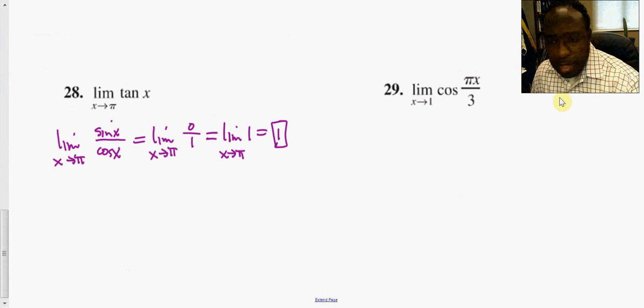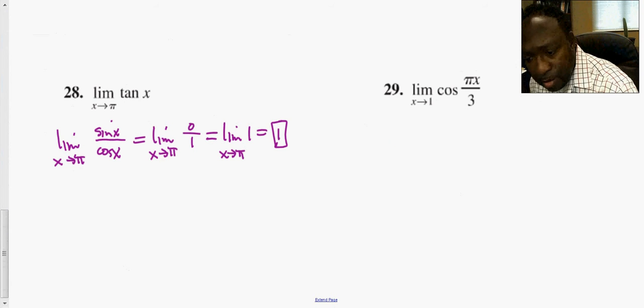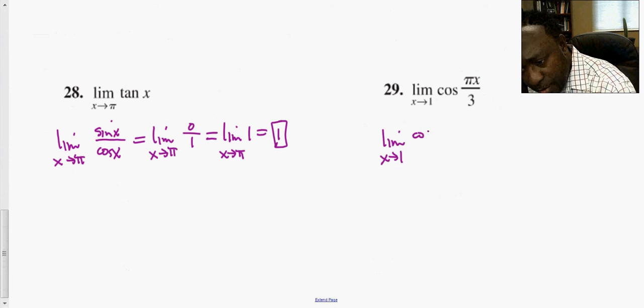Come to number 29. So this is the limit as x approaches 1 of cosine of pi over 3.